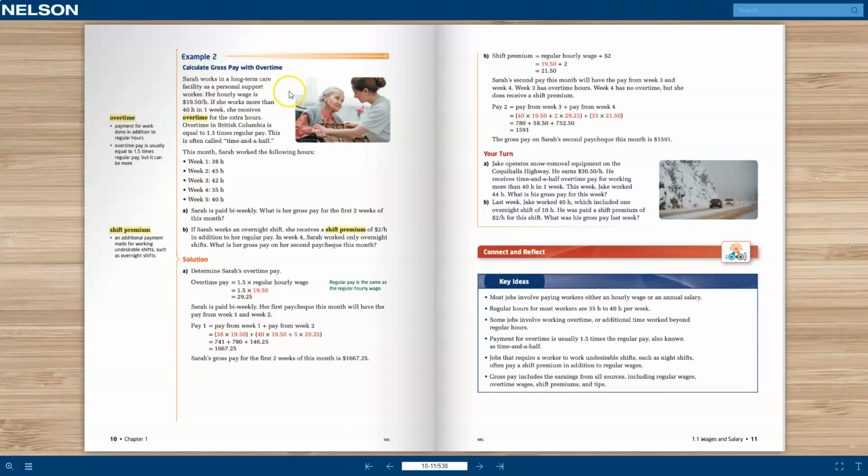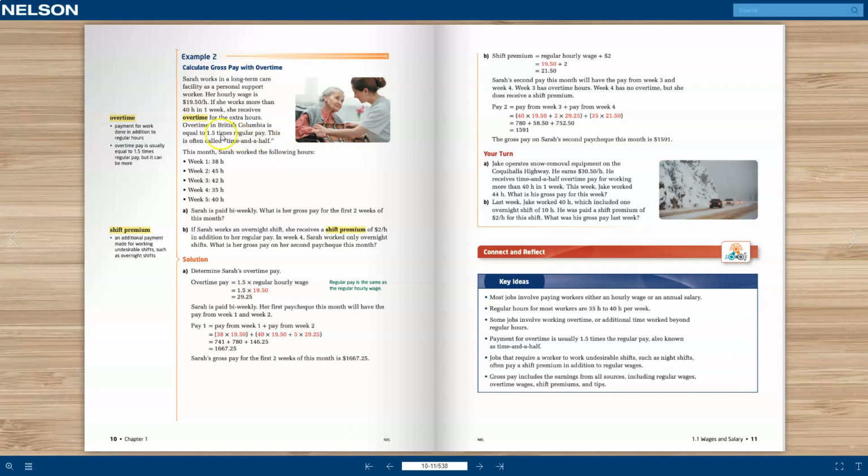Now let's go into example 2. Calculate gross pay with overtime. Sarah works in a long-term care facility as a personal support worker. Her hourly wage is $19.50 per hour. If she works more than 40 hours in a week, she receives overtime for the extra hours. Overtime in British Columbia is equal to 1.5 times regular pay. This is often called time and a half.